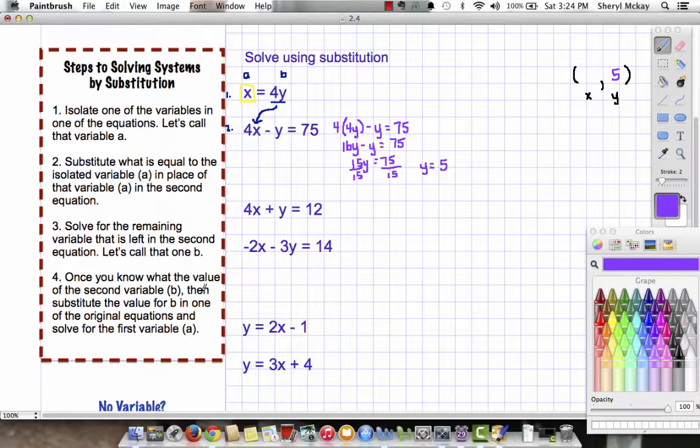Once you know what the value of the second variable was, which happened to be my y, it's 5, then I can substitute the value in one of the original equations and solve for that first variable, which happens to be x. Okay? So I'm going to take my 5 and I'm going to choose one of my variables. I've got x equals 4y, and I've got 4x minus y equals 75. And I'm going to pick the easiest one, which in my opinion is x equals 4y.